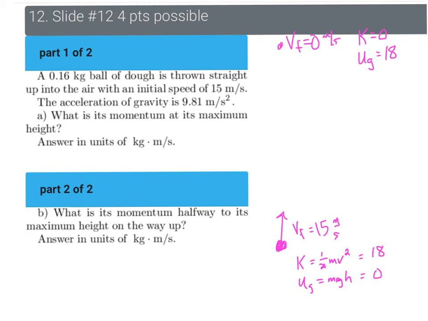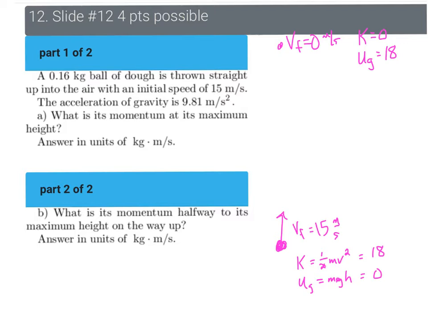All right, so slide 12 is one of those questions that combines momentum and energy. I don't think I should need to go over part 1 at all, but part 2 we definitely need to talk about because it's asking for the momentum halfway to its maximum height. First of all, you have to consider what it means by halfway. Does it mean half the time up or half the height? I think what's implied here is half the height.